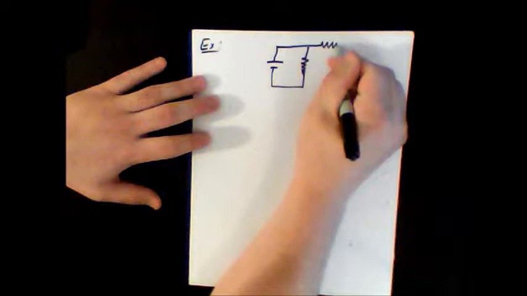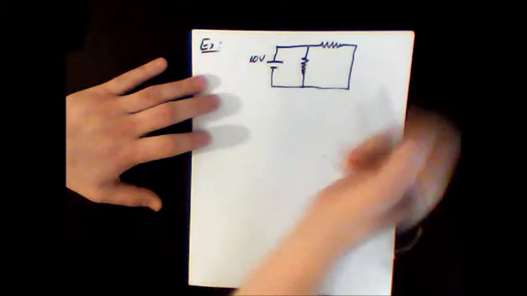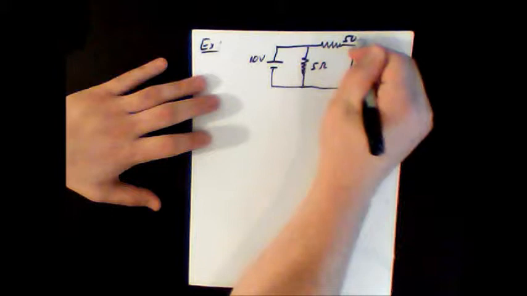Here's one resistor. Here's the other resistor. Okay, these two resistors geometrically are not parallel to each other. They're perpendicular. But let's say that this is 10 volts, and let's say that this one is 5 ohms, and we'll say that this one is, I don't know, 50 ohms, for sake of argument. Okay, 5 and 50.